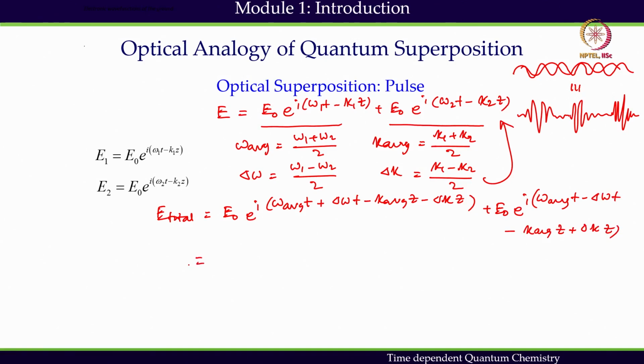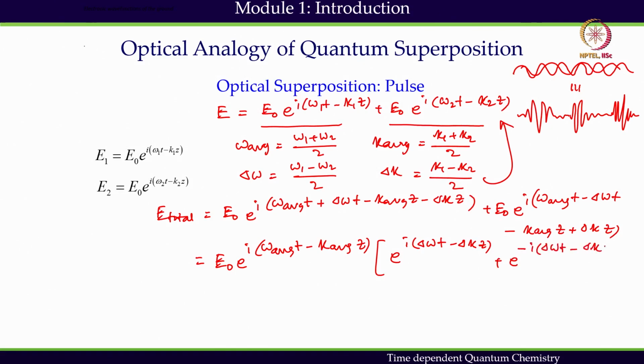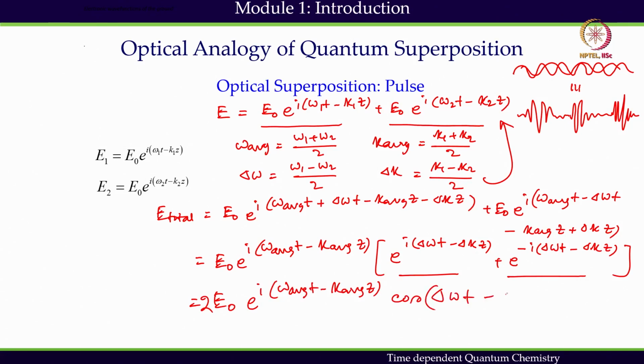If we simplify it to some extent, we get E naught e to the power i(omega average t minus k average z) multiplied by [e to the power i(delta omega t minus delta k z) plus e to the power minus i(delta omega t minus delta k z)]. These are complex conjugates of each other, so I'll be able to write 2 e to the power i(omega average t minus k average z) into cos(delta omega t minus delta k z).